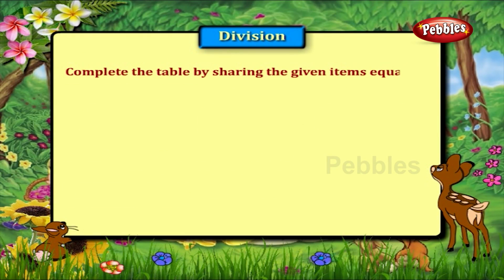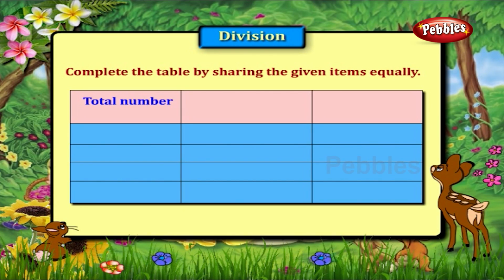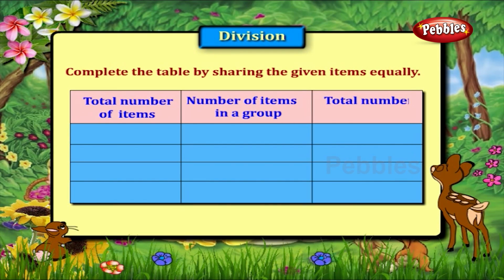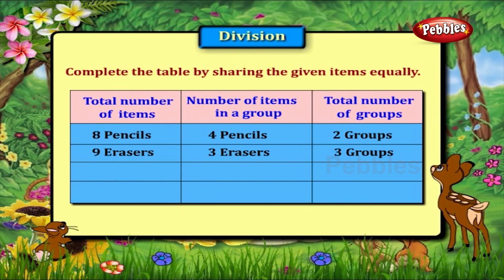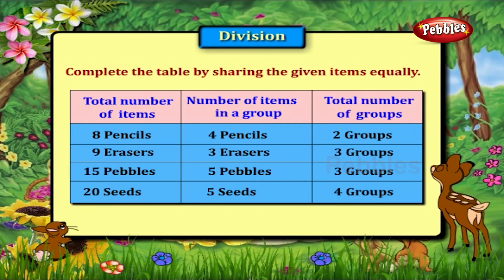Complete the table by sharing the given items equally. Total number of items, number of items in a group, total number of groups. 8 pencils, 4 pencils, 2 groups. 9 erasers, 3 erasers, 3 groups. 15 pebbles, 5 pebbles, 3 groups. 20 seeds, 5 seeds, 4 groups.